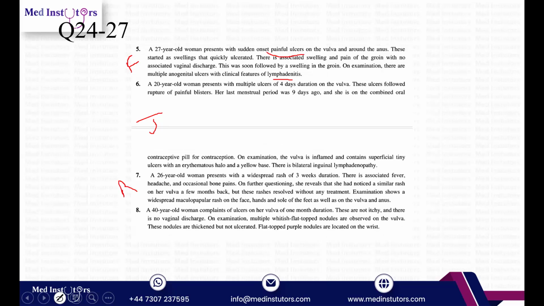The last question. A 40-year-old woman complains of ulcers on her vulva of 1 month duration. They are not itchy and there is no vaginal discharge. On examination, multiple whitish flat top nodules are observed on the vulva. The nodules are thickened but not ulcerated. Flat topped purple nodules located on the wrist are the clincher. Lichen planus. Correct, guys. Amazing.